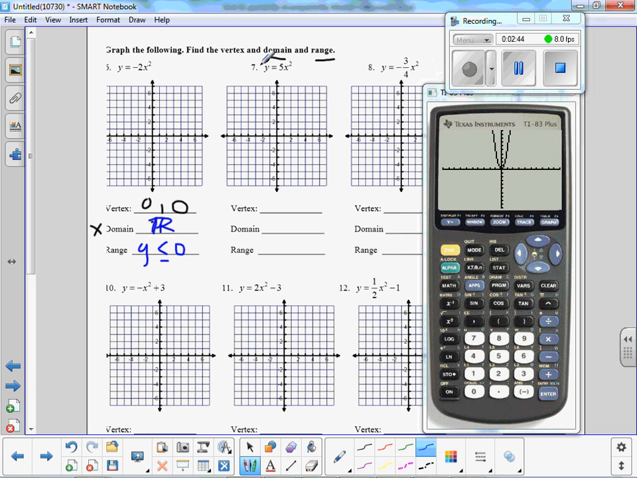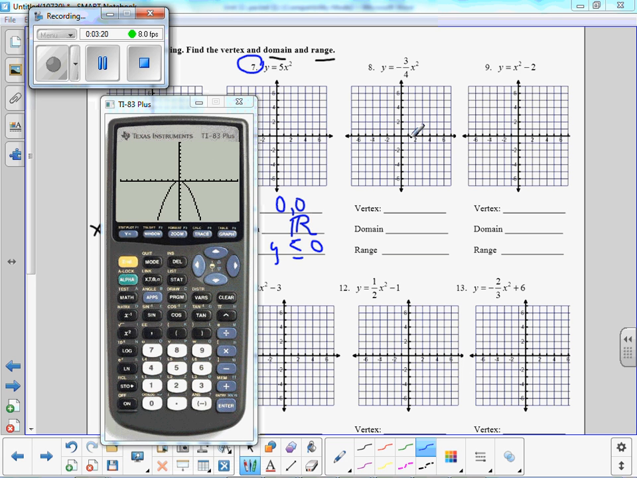Now this problem, number 7, is graphed. I'm going to go over that. So this is the graph of number 7, y equals 5x squared. So our vertex is what? It's 0, 0. The domain is the real numbers, and the range is y is greater than or equal to 0. And I'll explain that clearly, the domain and range, in the next video.